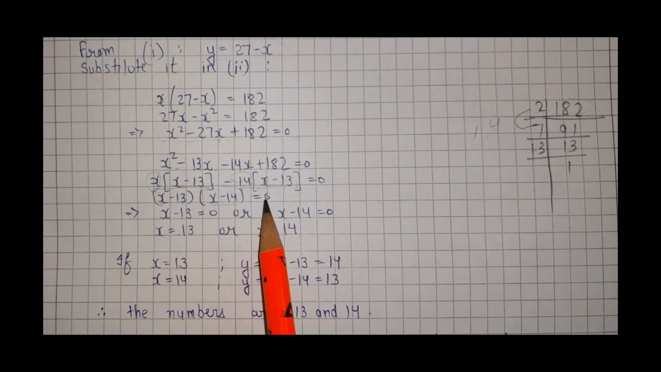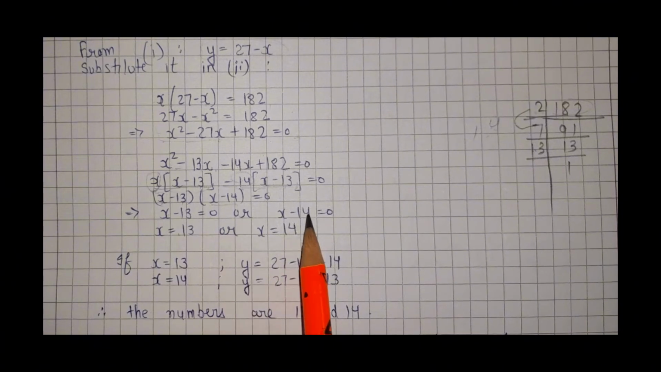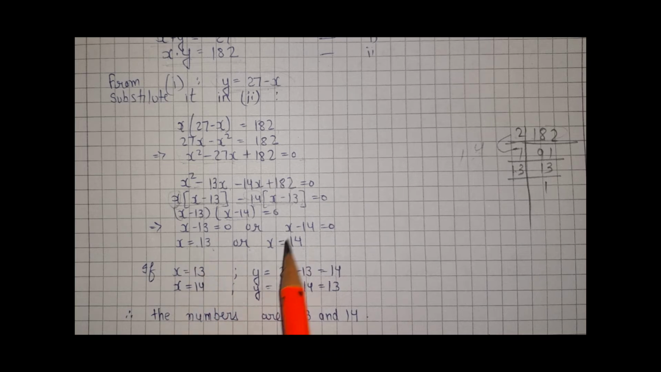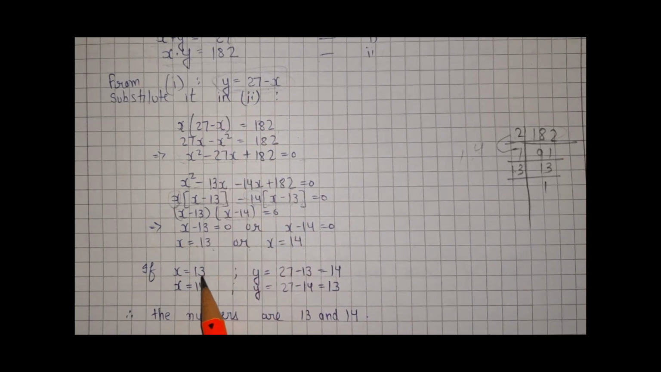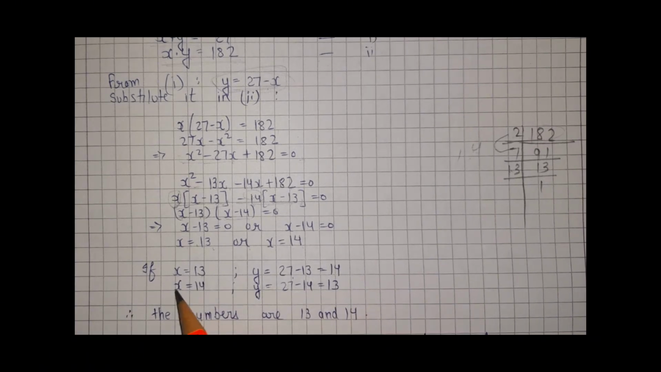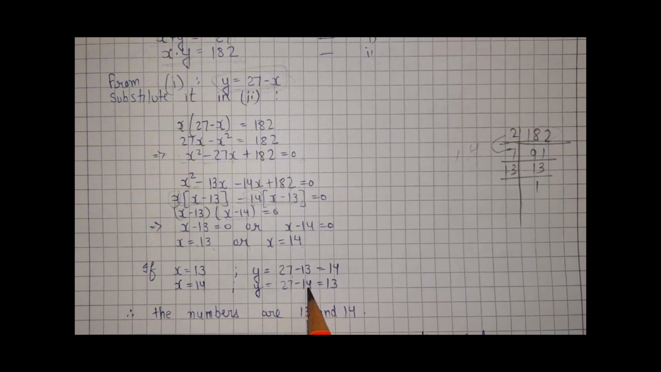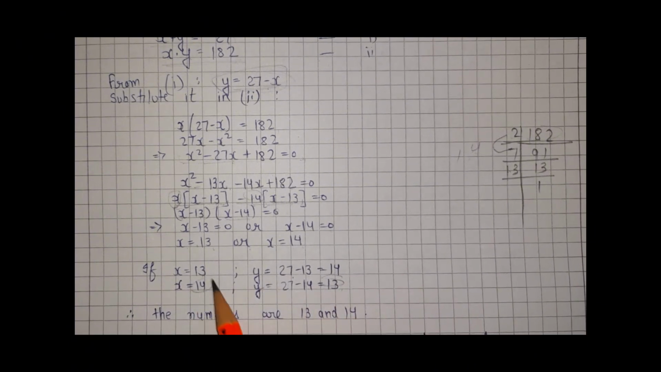Now equating each factor equal to 0, we will have x minus 13 equals 0 or x minus 14 equals 0, which implies that x is 13 or x equals 14. Put the value of x in this equation, so we will have the value of y. If x is 13, y equals 27 minus 13 equals 14. If x is equal to 14, then y equals 27 minus 14 equals 13. So the numbers are 13 and 14.